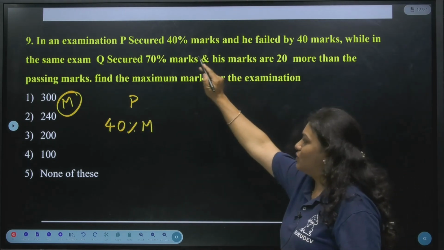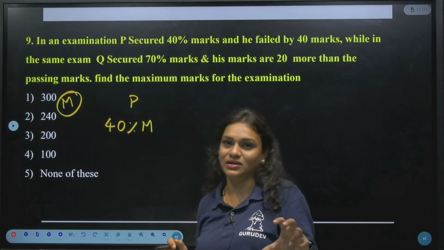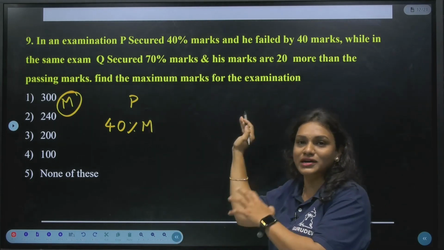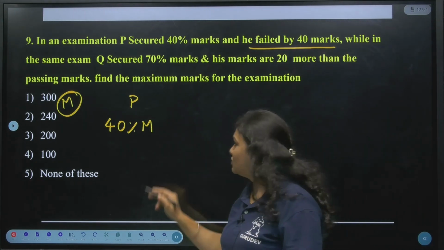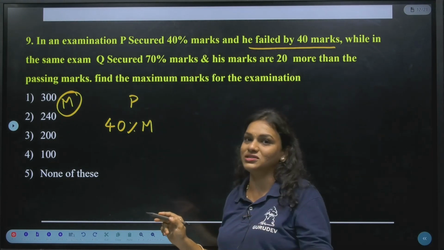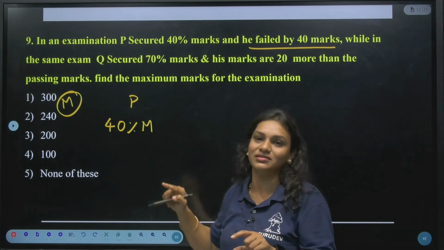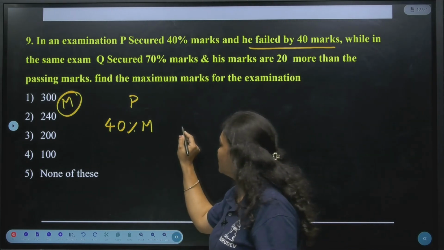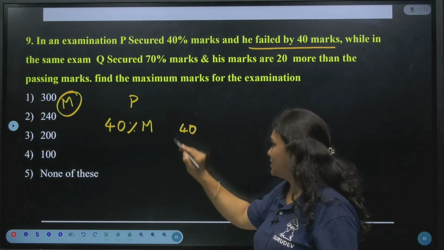And see, whatever the maximum marks are, he scored only 40% of them. Due to this, he may pass or he may fail. That is the condition given. And he failed by 40 marks. So whatever the maximum marks are, he scored 40% of them, and still, even though he scored 40%, the person failed here. He failed by how many marks? He failed by 40 marks. Is it clear? Yes. Now try to understand one thing here, guys.